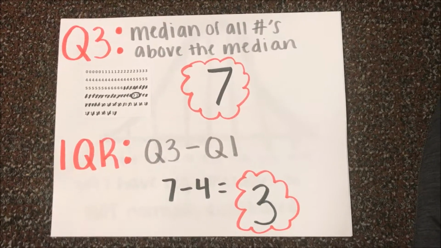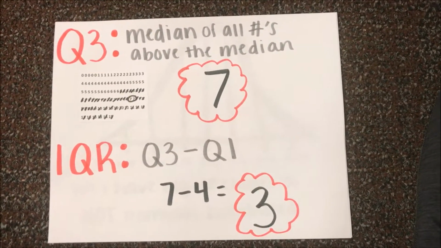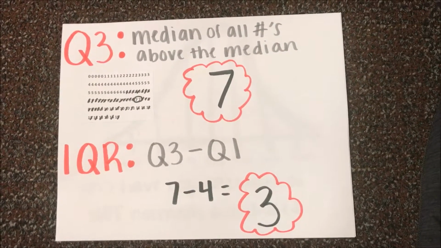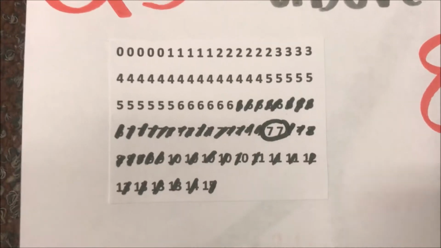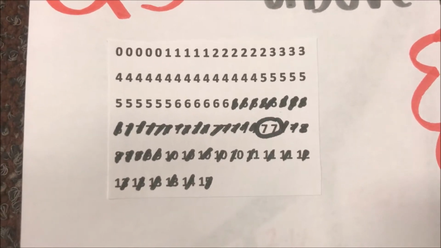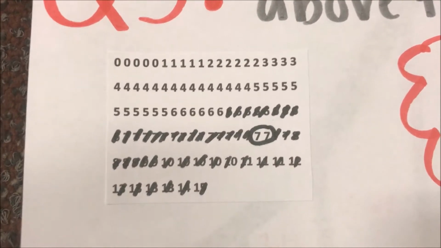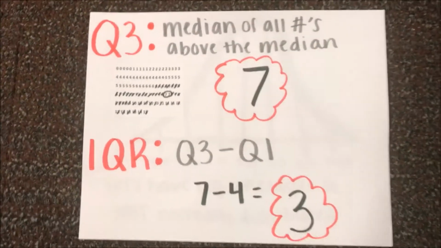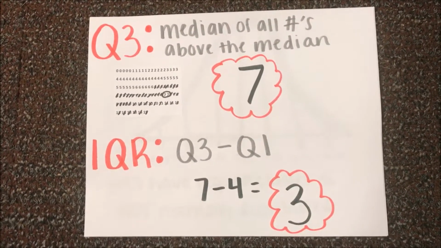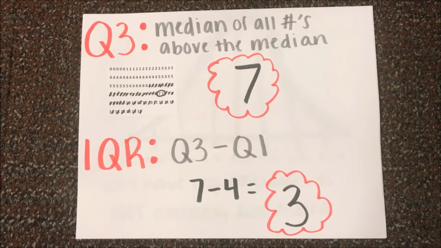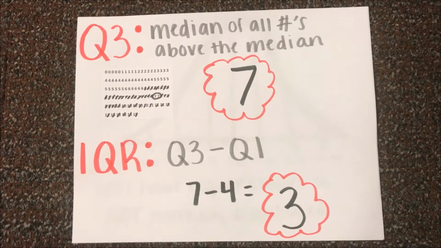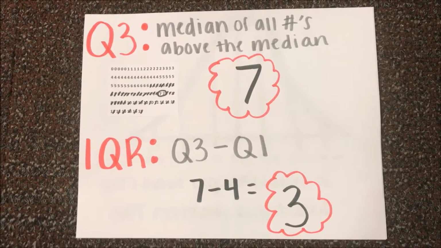Our third measure of spread is finding the quartile 3, or Q3. This is the median of all numbers above the median. So if you look at our data, we took the numbers above our median of 6, and we took the median of that, which gave us 7. Our IQR, or interquartile range, is when you take your Q3 value minus your Q1 value. In our case, this was 7 minus 4, giving us 3 for our IQR.